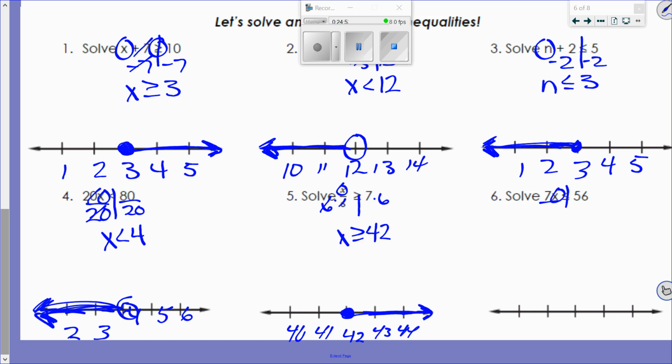And our last one. Divide by 7. So x is less than or equal to 8. Is 8 less than or equal to 8? Yes. Close dot. Is 7 less than or equal to 8? Yes. So it's going in that direction.